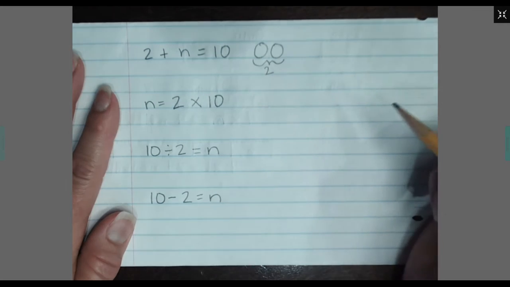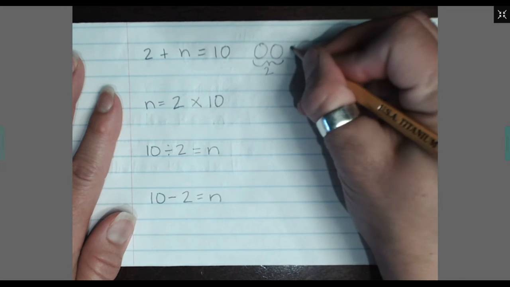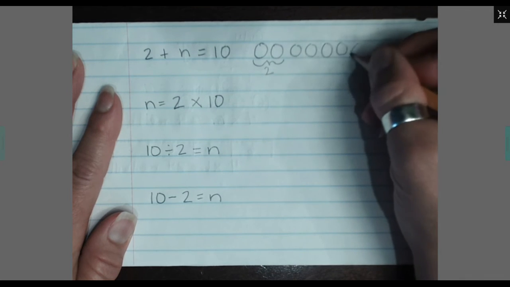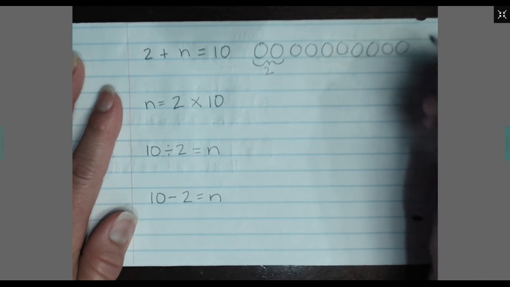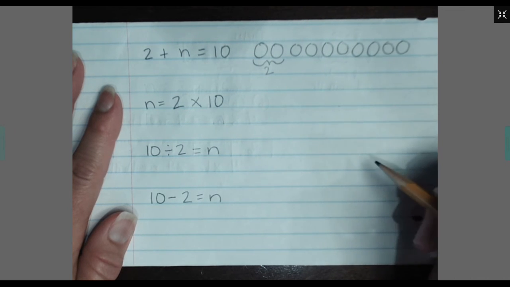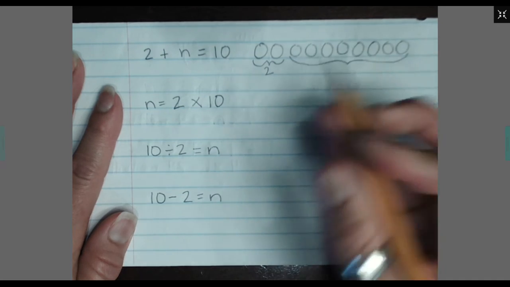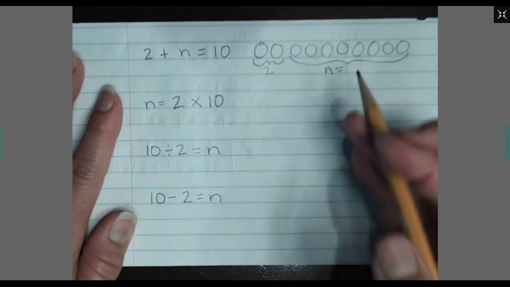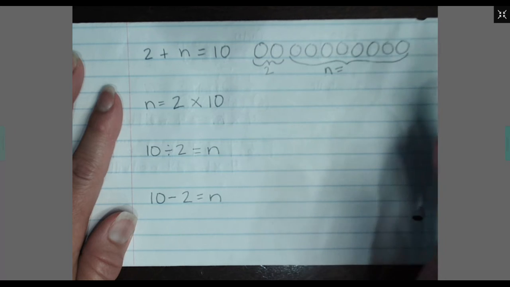So there's my 2, and I'm going to count up until I get to 10. 3, 4, 5, 6, 7, 8, 9, 10. How many more did it take me to get to 10? What is the value of n? n equals 1, 2, 3, 4, 5, 6, 7, 8. 8 more.